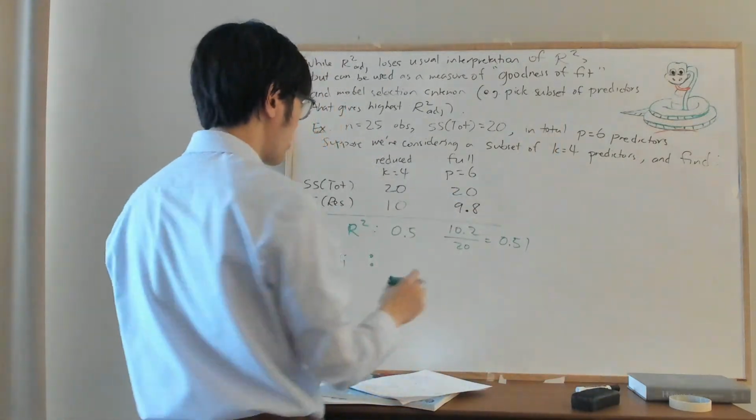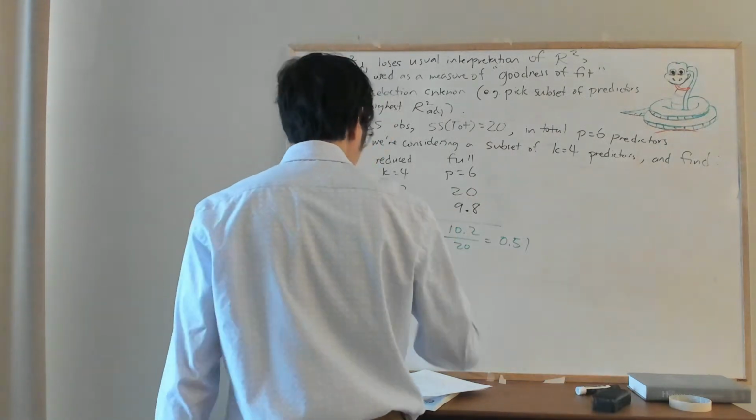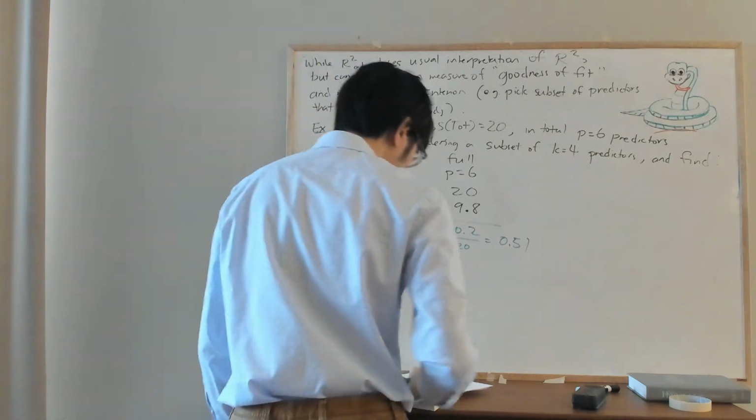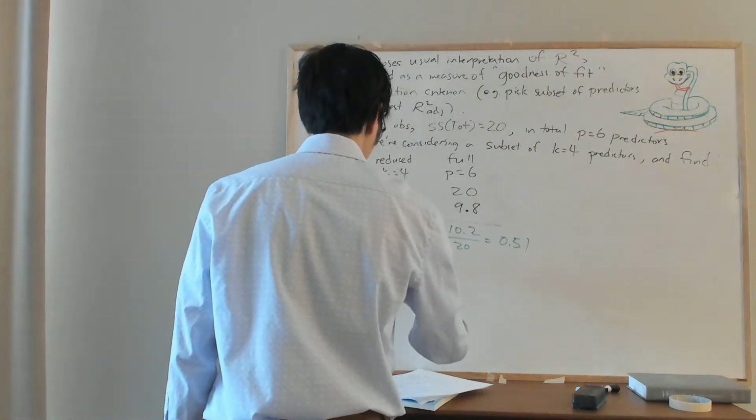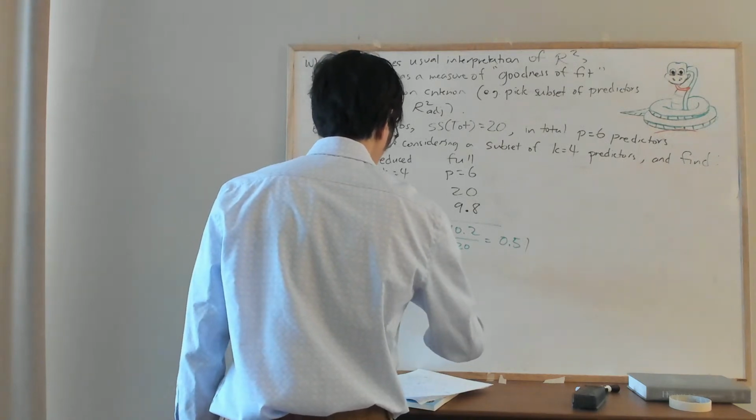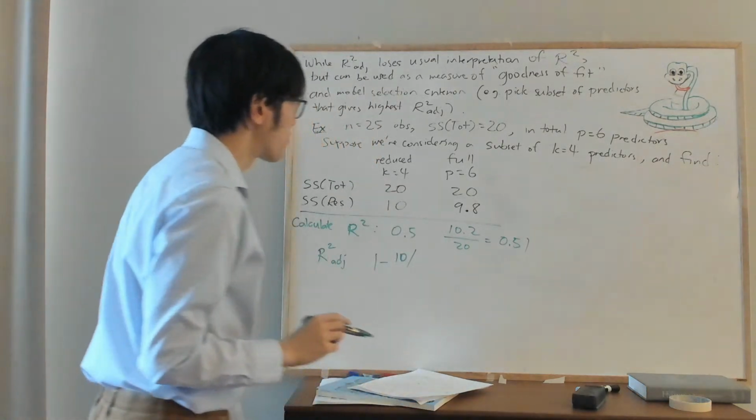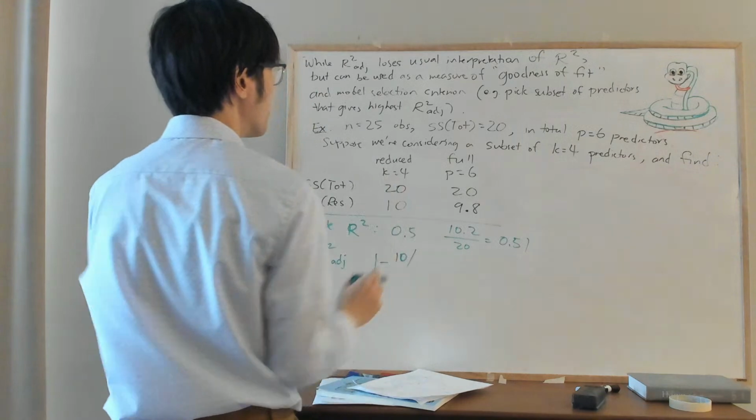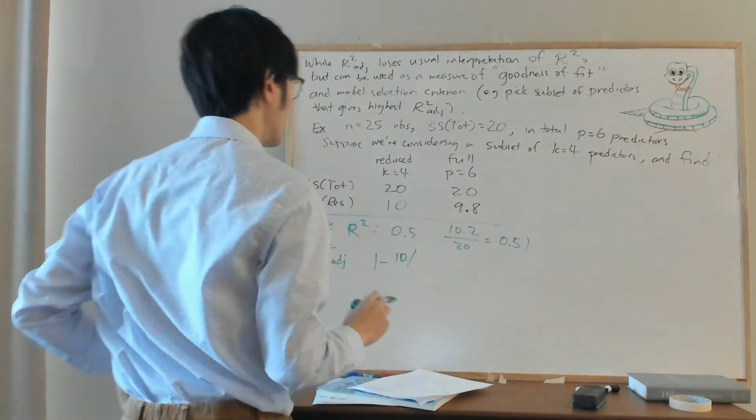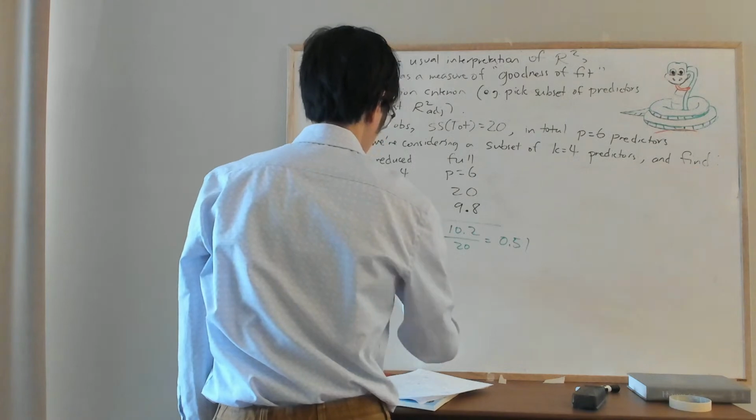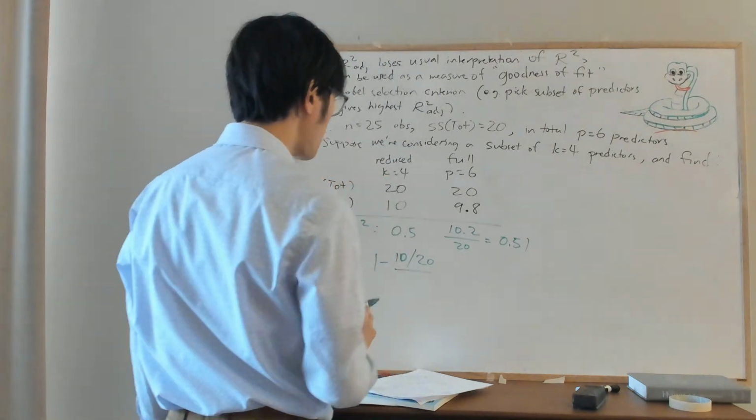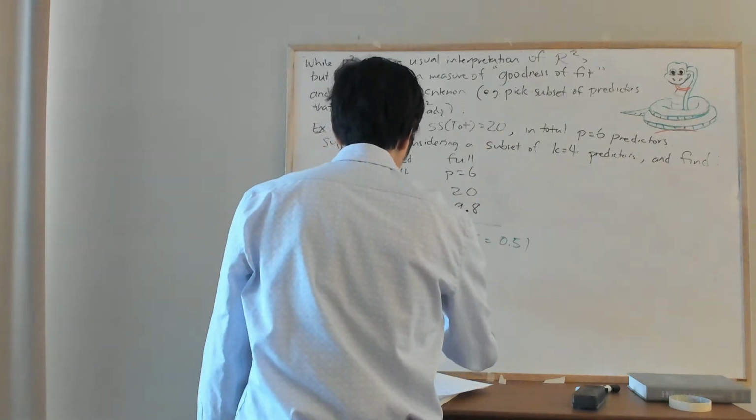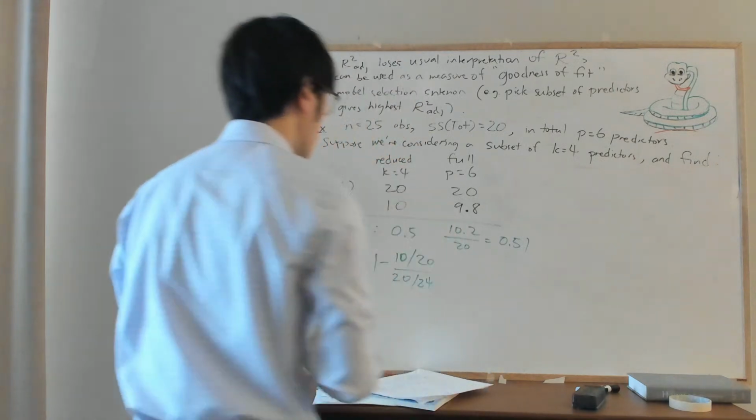So based on the formula that we wrote down, it's 1 minus... On the top, I do the sum of squares residual, and then divide by the degrees of freedom in the residual in this case. So n minus k minus 1, so 25 minus 4 minus 1. So this is 20. And then the bottom we have the sum of squares total divided by n minus 1, so 20 over 24.